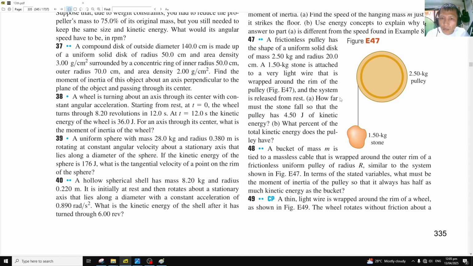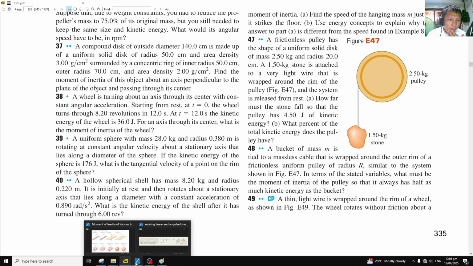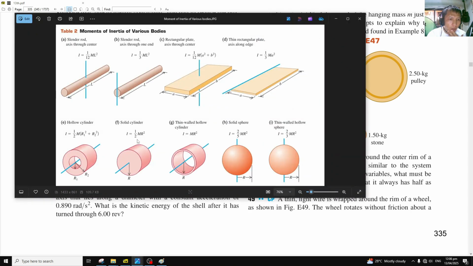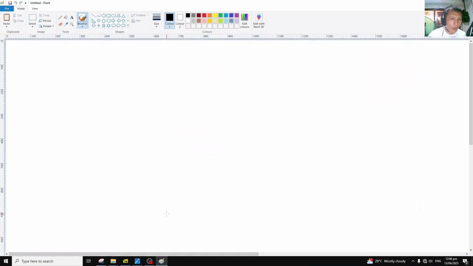So, I think una nating makukuha dito is dito muna tayo sa disk. Tingnan natin yung mga formula natin. I think kailangan natin i-plug ito. I is 1/2 mr squared. Maybe we'll have to do that. I is equal to 1/2 mr squared.